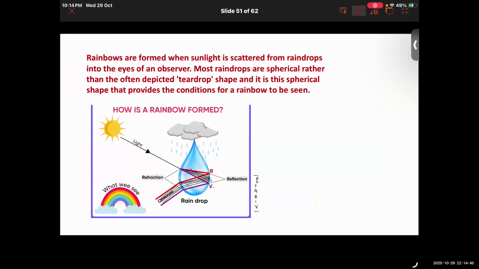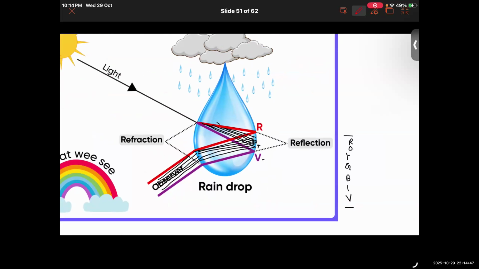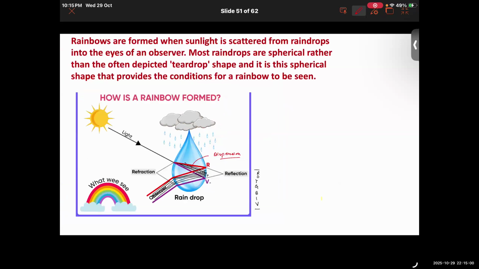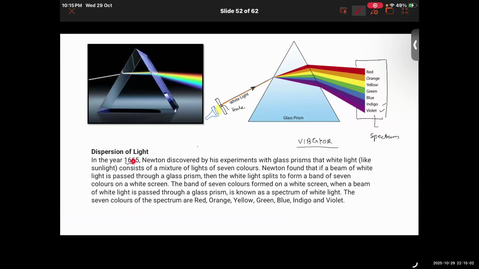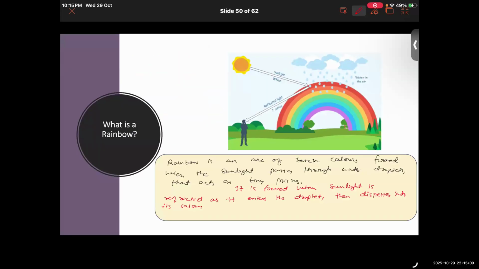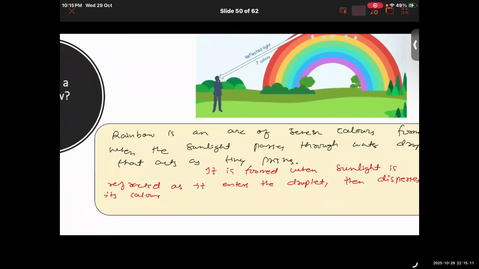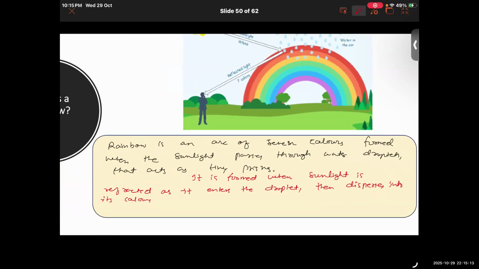No, see here. First, what has happened? It has refracted. Then here it is dispersing into different colors. Now see here, when it has split into 7 colors, that splitting of light into its 7 colors is called dispersion. This dispersion of light was first discovered by Sir Isaac Newton in 1665. That was the phenomenon of dispersion only, right? So then it disperses into its colors.